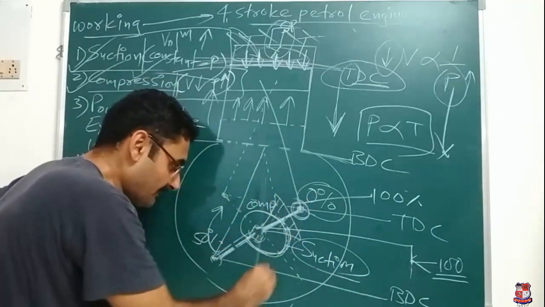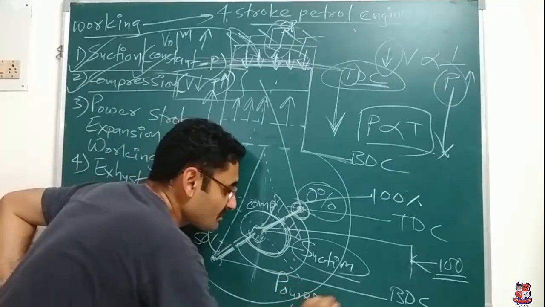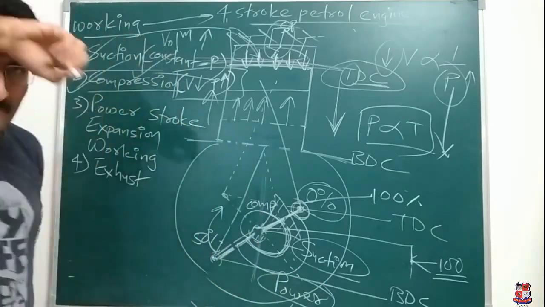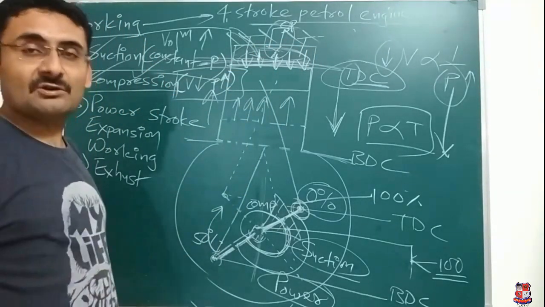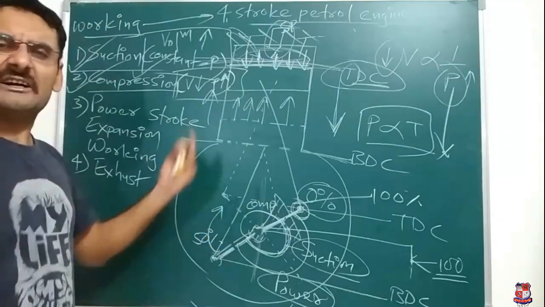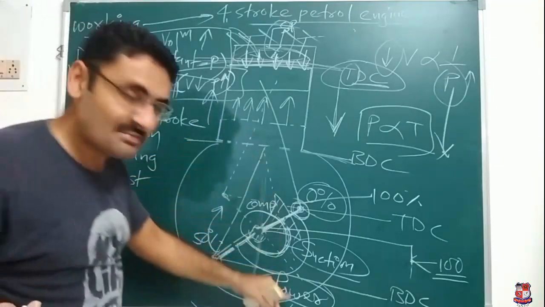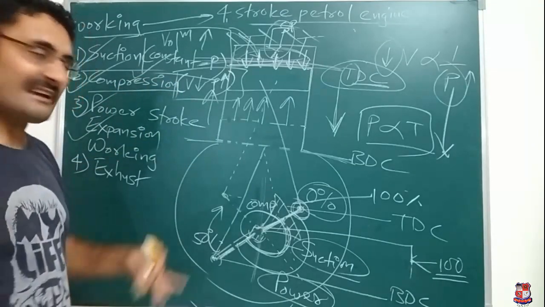When the crank completes one more half rotation, that is known as the power stroke. Why is it known as the power stroke? Because over here combustion of the fuel has taken place, and due to the combustion, power is produced, or the chemical energy of the fuel is converted into power. That is why it is known as the power stroke. It is also known as the expansion stroke. Why?